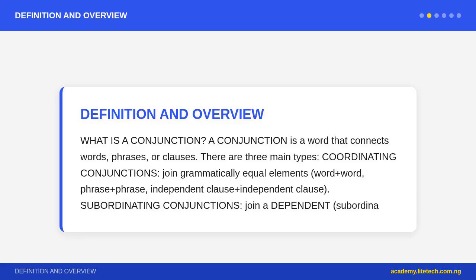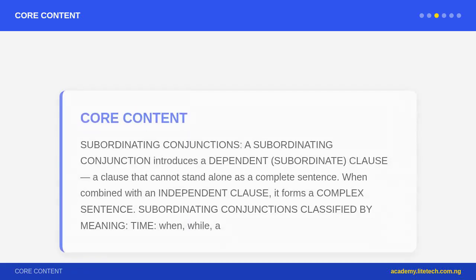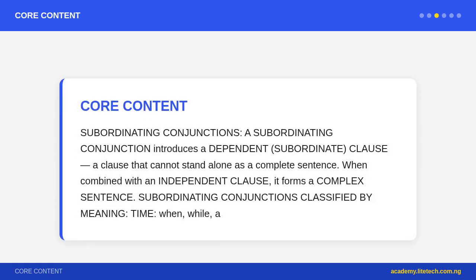She cried when she heard the news. He had left before she arrived. I will wait until you return. As soon as the bell rang, the students rushed out. Cause or reason: because, since, as. He passed because he studied hard. Since you are here, let us begin. As she was tired, she slept early.